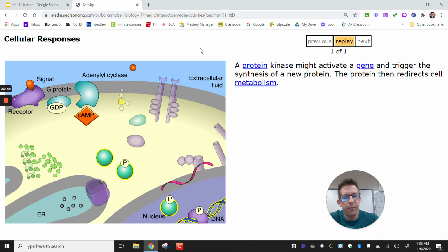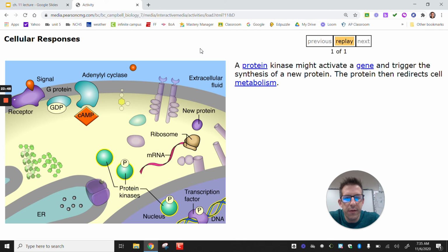Okay, there you go. And creation of the protein right there. All right, let's do the cytoskeleton.